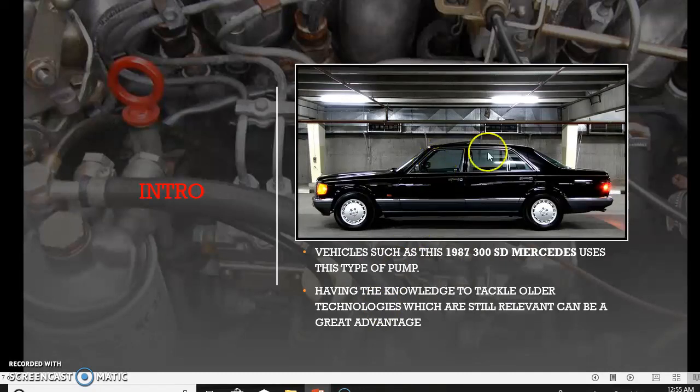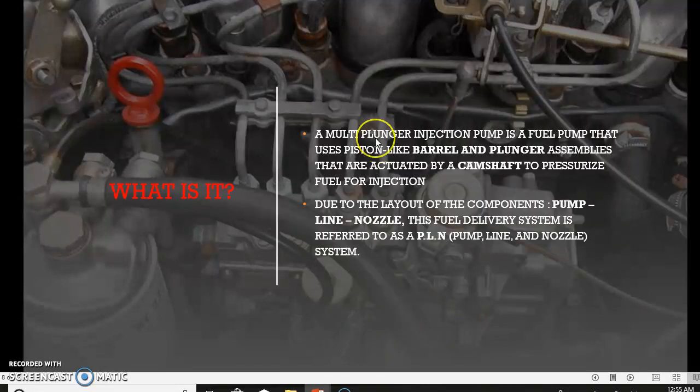This is an example of one of my favorite cars of all time. This is an old Mercedes 300 SD. You will still see this. If you guys one day work for a Mercedes-Benz dealership, you will see these still today because they just are bulletproof. The engines last forever. These pumps rarely fail, right? So having the knowledge to tackle these older technologies, which are still relevant, can be a huge advantage to your career.